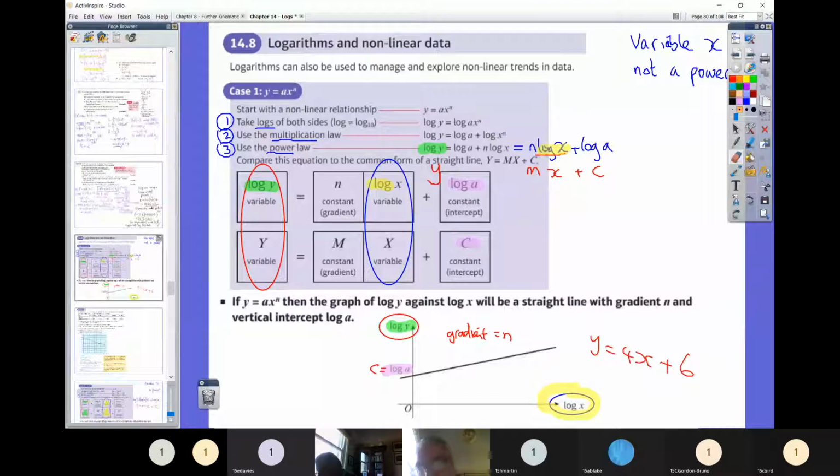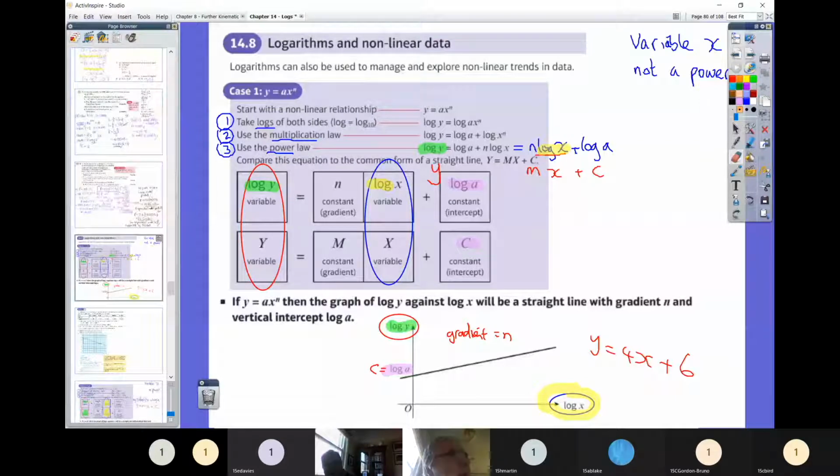That is our y-intercept. Okay, so what we can conclude from this case 1 scenario: our x-axis is log x, our y-axis is log y, the y-intercept is log a, and the gradient is n. So it's just a way of creating a straight line graph from an initial exponential graph. And so this will be cropping up in science. So that is case 1.